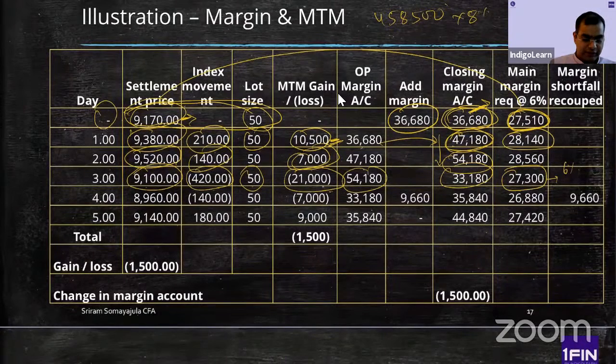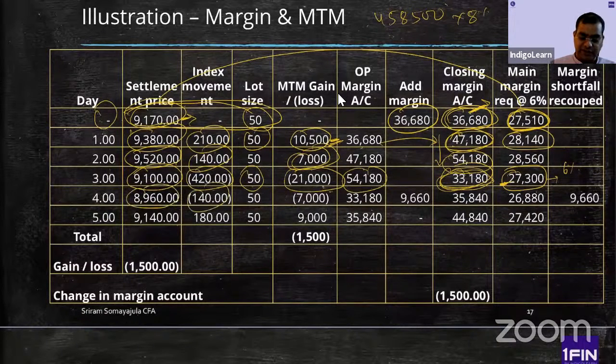Now, if you look at this, 9,100 into 50 into 0.06, you will basically get 27,300. So even though the margin has come down, that is, the loss of 21,000 has brought 54,180 down to 33,180, you are still above the minimum margin that is required to be maintained of 27,300. So you are safe.